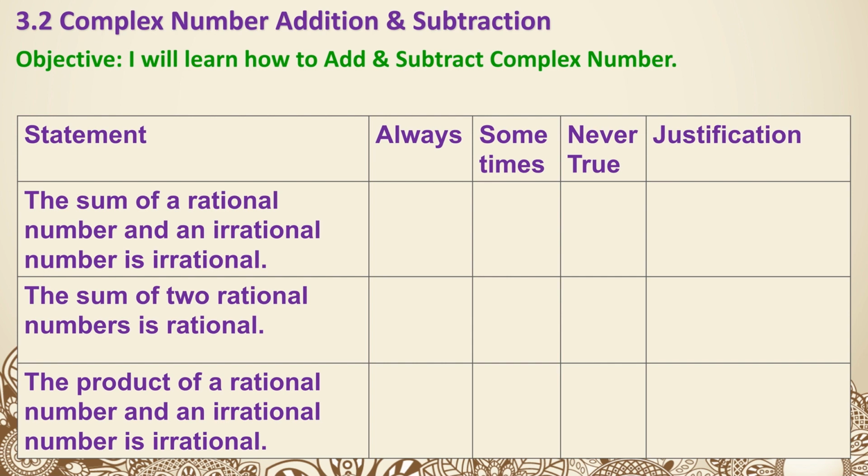Hopefully you have taken the pause and actually thought through these statements. Let's have a look. The first one: the sum of a rational number and an irrational number is irrational. So for example, a rational number, let's say it's 2, and an irrational number, let's say it's the square root of 2, well, that is 2 plus the square root of 2. So it seems that could be true, which at least is not never true.